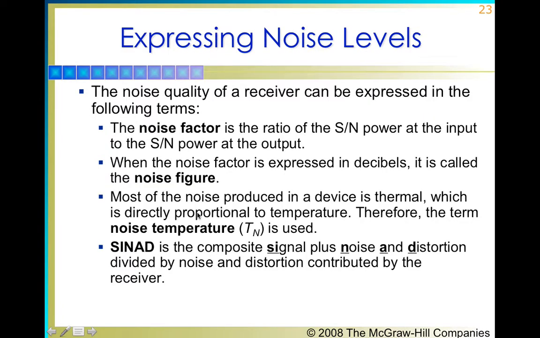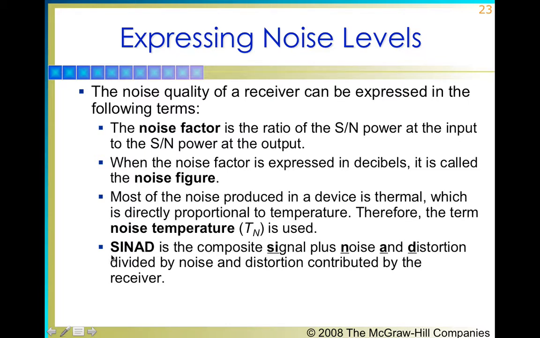Then we have various ways of representing the noise levels. We have the noise factor, which is the ratio of the signal to noise power at the input side to the signal to noise power at the output side. We can also express this noise factor in decibels, and it is referred to by a new terminology called noise figure. Most of the noise produced in a device is thermal, which is directly proportional to the temperature. Therefore, the noise temperature term is also introduced over here.